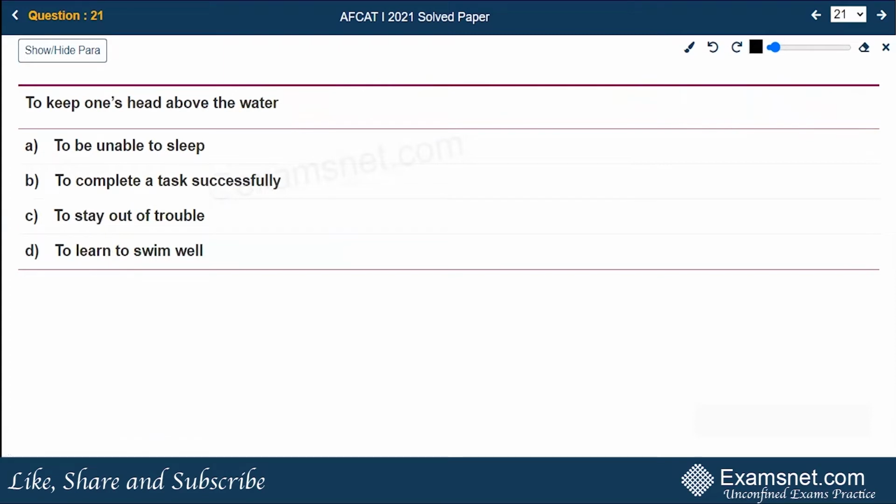Option D is your correct answer. Next, question number 21. To keep one's head above the water. That means he's trying to avoid the trouble. So the correct one is to stay out of trouble. That is how he will keep his head above the water. He will stay out of trouble. So let's make a sentence. Rahul had so much debt that he was barely able to keep his head above water.